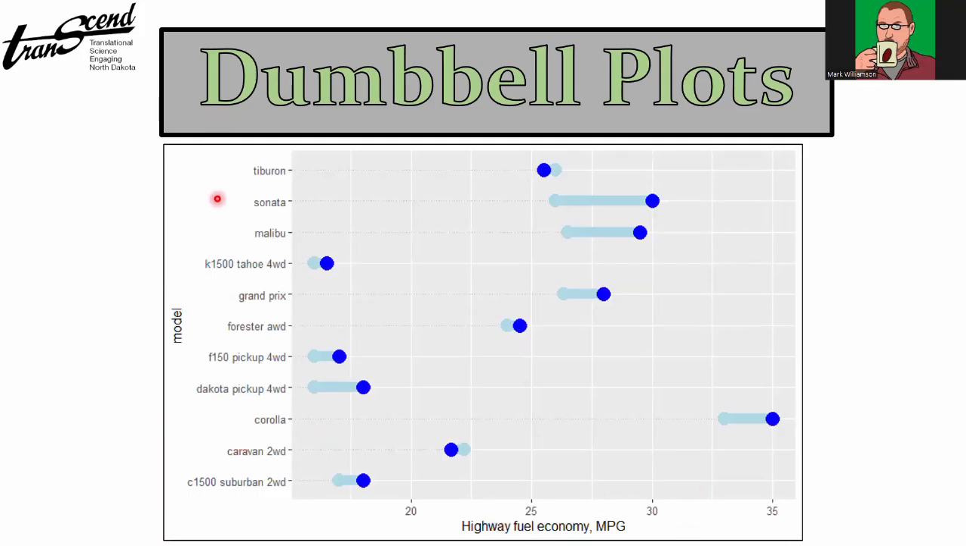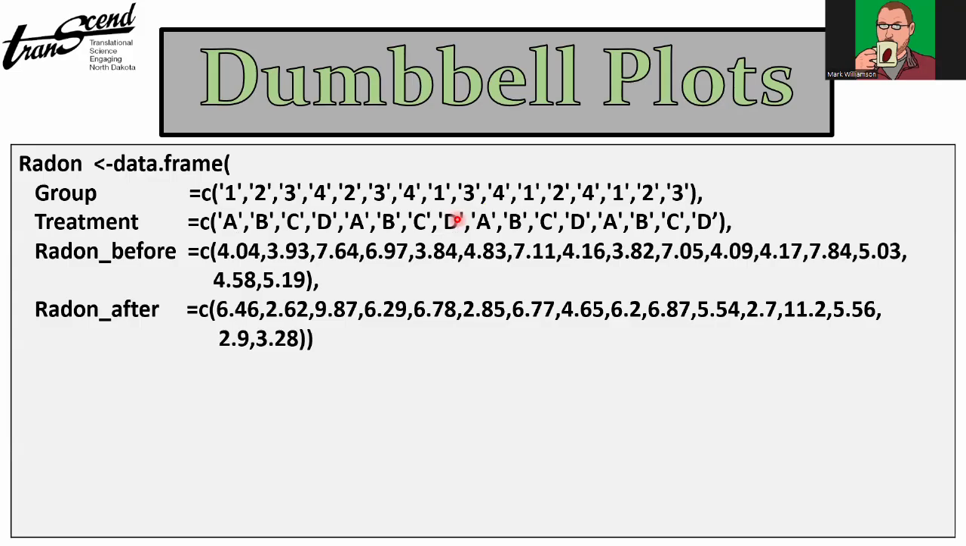We can see for almost all the models, the blue is the later year, 2008, where the light one is 1999, and you see for almost all cases, highway fuel economy went up. For the Caravan two-wheel drive, and then the Tiburon, it did go down, but the rest went up.